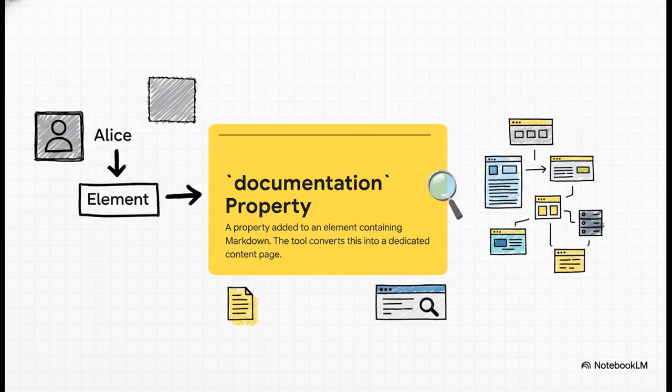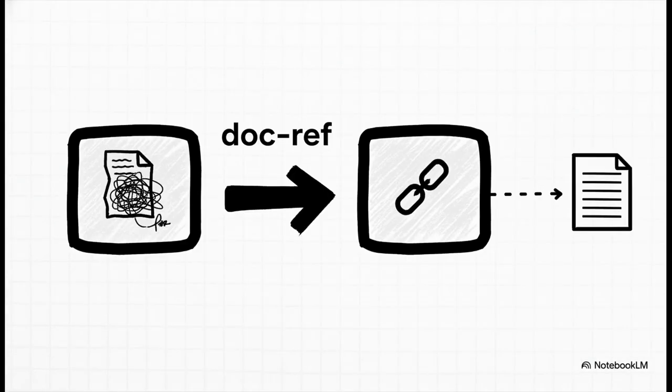Then you just start writing your content using Markdown right inside that property's value. When the site gets generated, Nasdanika sees that property and, bam, it automatically creates a dedicated web page just for Alice, filled with all your content. Of course, you're probably thinking that stuffing pages and pages of text into a tiny property field sounds messy.